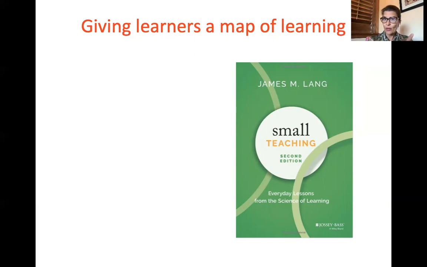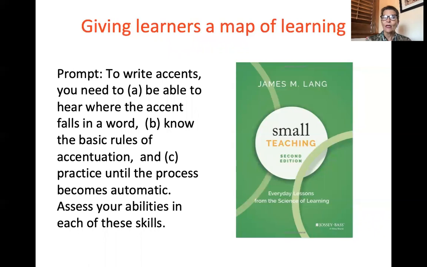So I used this prompt to unpack learning for them, to give them the steps to mastering orthographic accents, and then to engage them in self-evaluation. Let me read the prompt to you. To write accents, you need to be able to hear where the accent falls in a word, know the basic rules of accentuation, and practice until the process becomes automatic. And then I ask students to assess their abilities in each of these skills. Typically, they will turn in an answer in a 3x5 card.